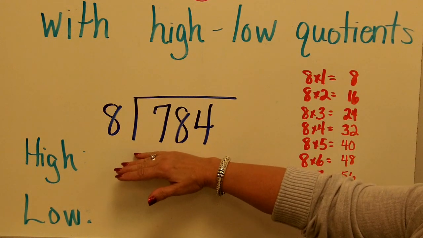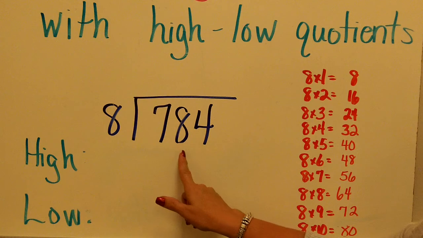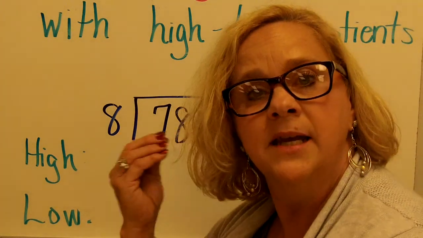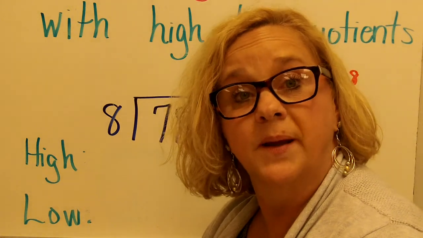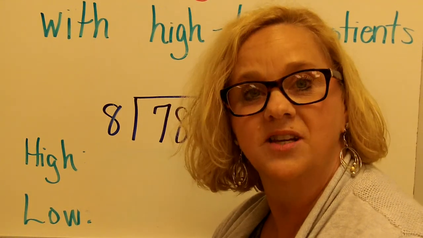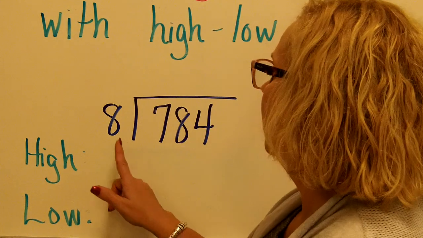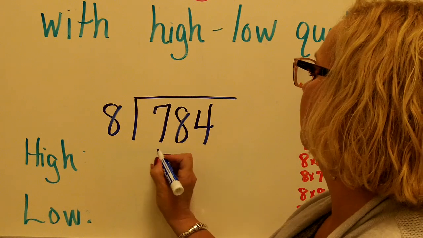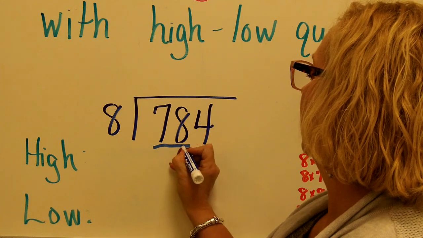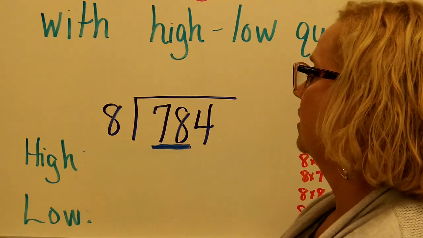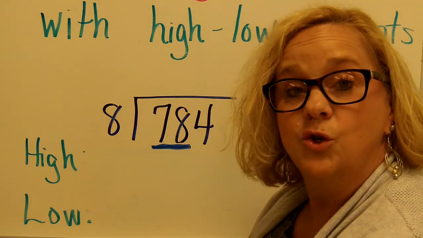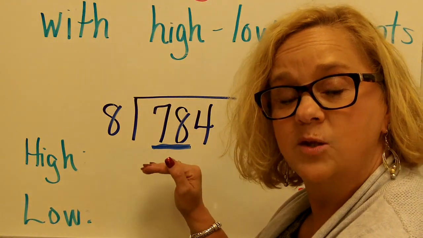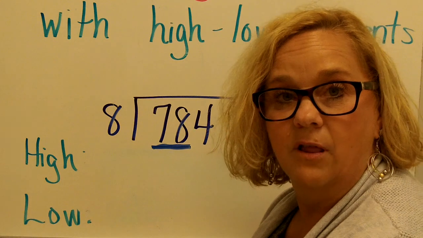And I have a division problem right here. I have 784 divided by 8. So I need to think of my 8 multiplication facts because multiplication is the opposite of division. And I know that 8 will not go into 7, so I'm looking for a low and a high quotient of 8 going into 78, as close as I can get for a high estimate and as close as I can get for a low estimate.